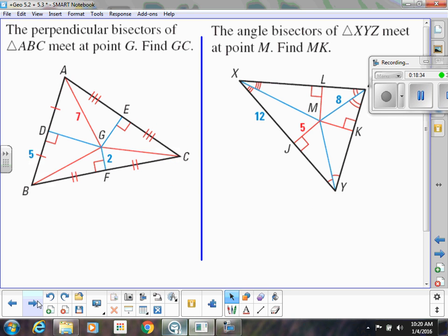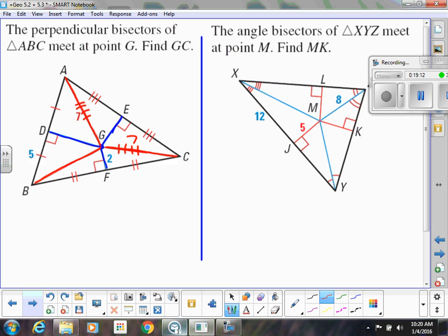All right, just a few more to test yourself. We've got the perpendicular bisectors. Remember, they all meet at point D. These are the perpendicular bisectors. The blue lines are not congruent, right? The distances to the vertices are what's congruent, so the red lines should be congruent. They want us to find GC. Since this was 7 right here, GC will also be 7.